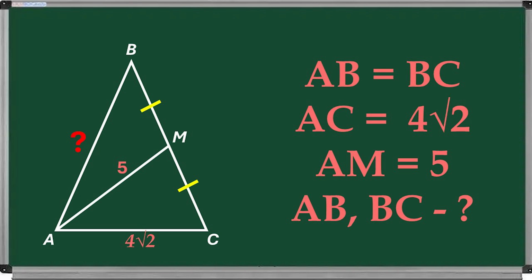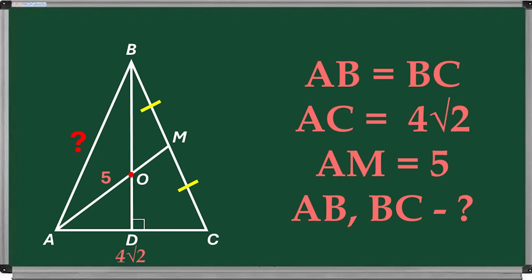So how can we use the given numbers? We have the base length of 4 square roots of 2 and the median to a lateral side, which is 5. We can use these values along with the properties of medians and the Pythagorean theorem to set up the relationships needed to solve for the lateral side.